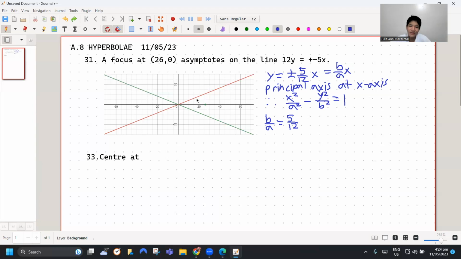I think it would be easier po if we started from ito pong equation, yung general formula, and then went back instead of going from here to the general formula. Ganun pa rin yung ratio eh. So the ratio of B over A is going to be 5 over 12 plus B square equals B, yung sa coordinate ng focus. So we get A squared plus B squared equals 26 square.